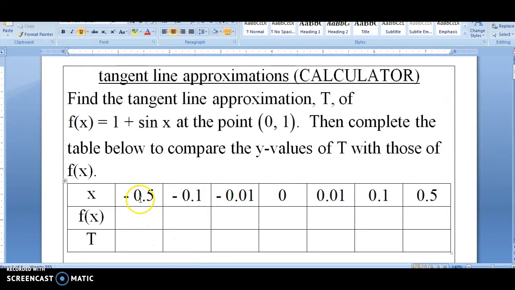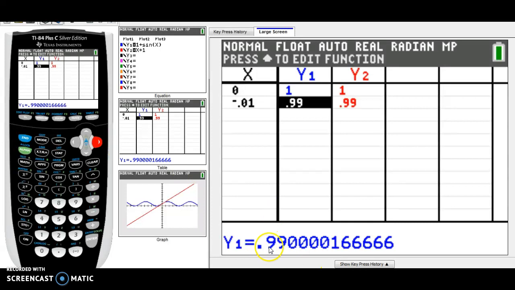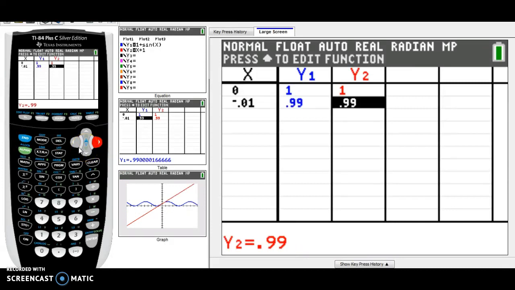So if we wanted to fill out the rest of the table, negative 0.5, negative 0.1, negative 0.01, if you were to predict which x value would have outputs for the function and the tangent line that are closest to each other, whatever's closest to the point they have in common is going to give you the best approximations. So if we put negative 0.01 in, you can see that they appear to be exactly the same. Now, if we actually go to the numbers here and we scroll over them, you can see that this is actually an approximation, 0.9900001, so on and so forth, and the tangent line is exactly 0.99. So they are very close to each other, but not exactly the same. If I were to ask you, does our tangent line give us a good approximation of the function at negative 0.01? Clearly the answer is yes.